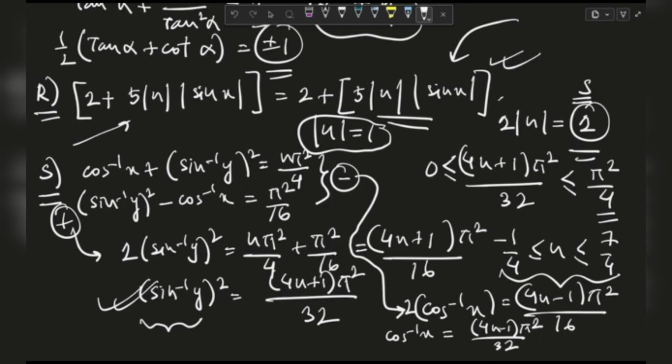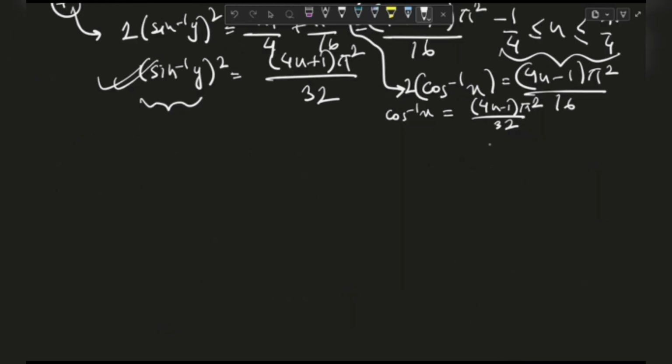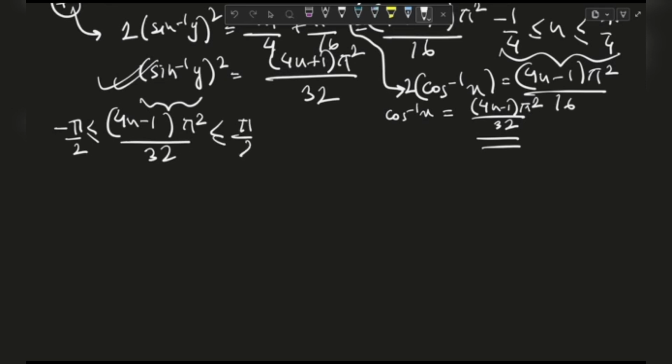Now yet again from here, we can enclose this between minus 1 and 1. So let's do that. So enclosing this expression between minus 1 and 1, sorry, not minus 1 and 1, I'm sorry, minus pi by 2 and pi by 2. My bad. So this is what it becomes, something like this.